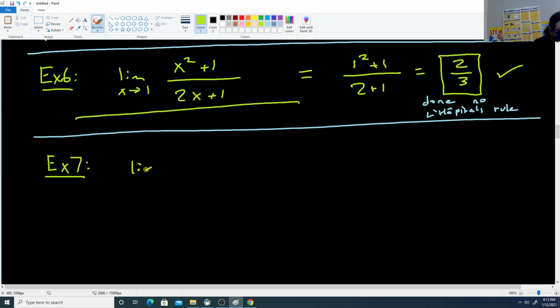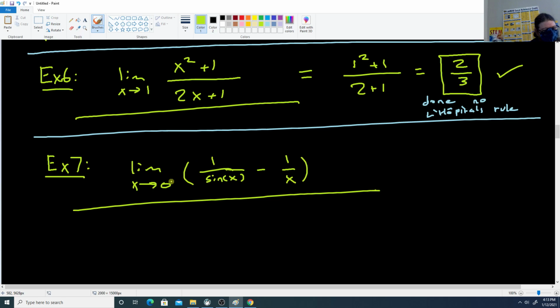We're going to look at the limit as x approaches 0 of 1 over sine of x minus 1 over x. So when we evaluate this one, sine of 0 is 0, so 1 over 0 becomes like an infinity. As x gets close to 0 here, that's an infinity. So we're in this form infinity minus infinity, which is indeterminate.